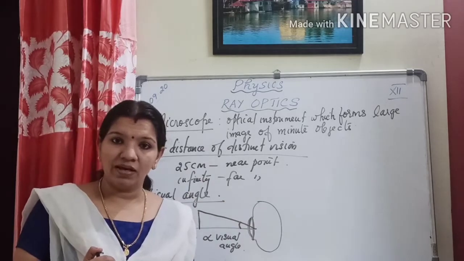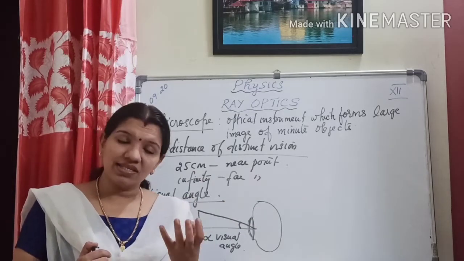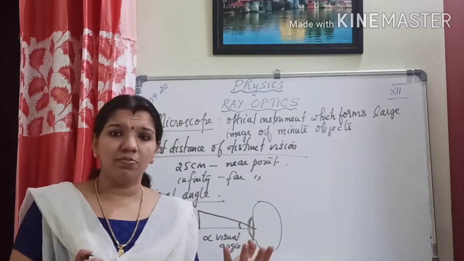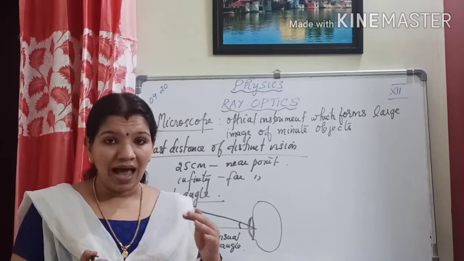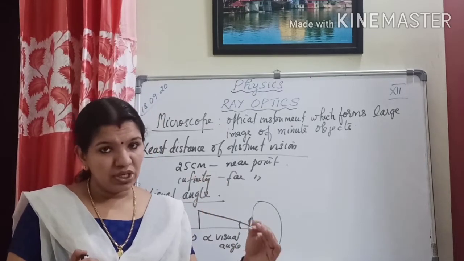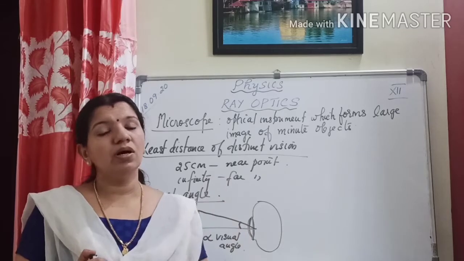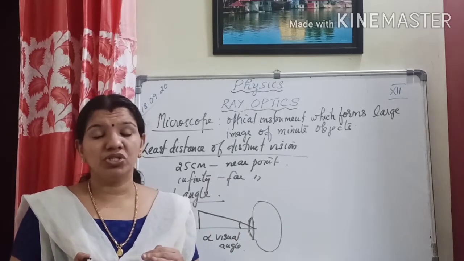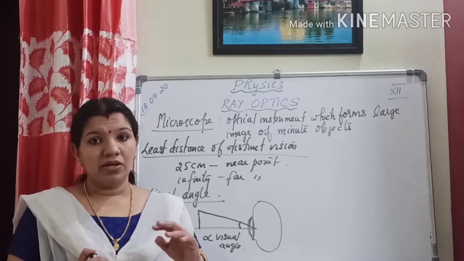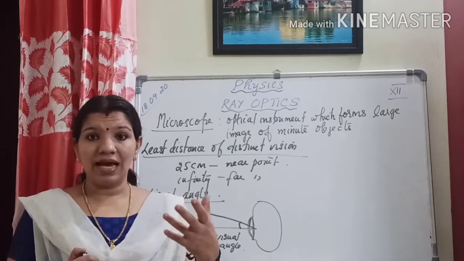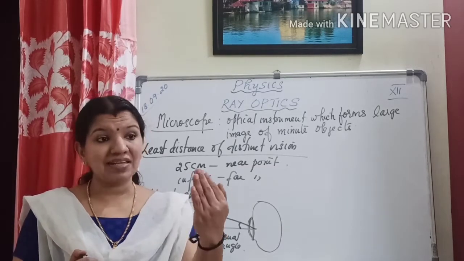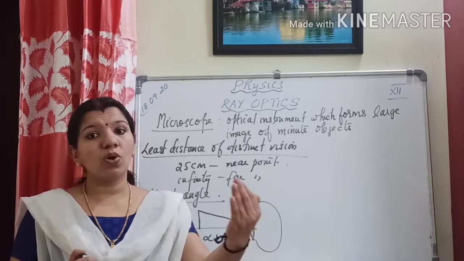So what is a visual angle? Visual angle means the angle subtended by the object or the image with the human eye. That is called visual angle. Understand? If the visual angle is more, it means it has high magnification. That is, maximum magnification is there when it is close to the eye.